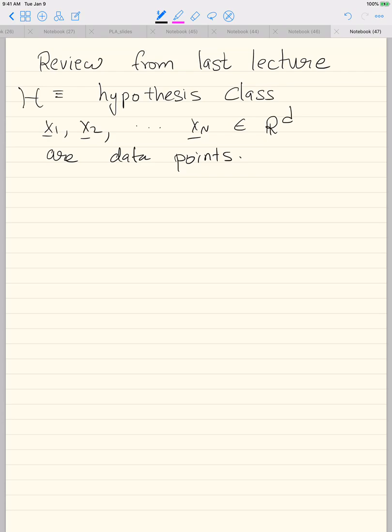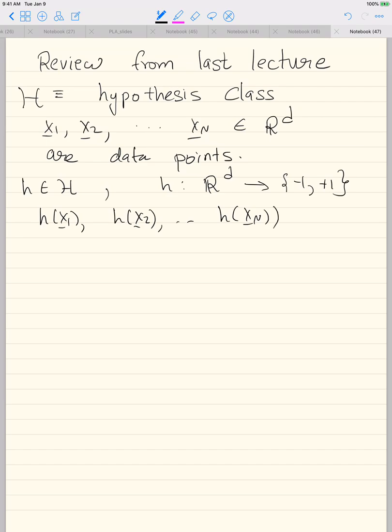For any h in our hypothesis class, so for any specific classifier, h was a mapping from R^d to -1 and +1. So this was a classifier. The classifier would either map to -1 or to +1. And h of x1, h of x2, up to h of xn, if we evaluate the hypothesis on the n points, this is a vector in {-1, +1}^n.